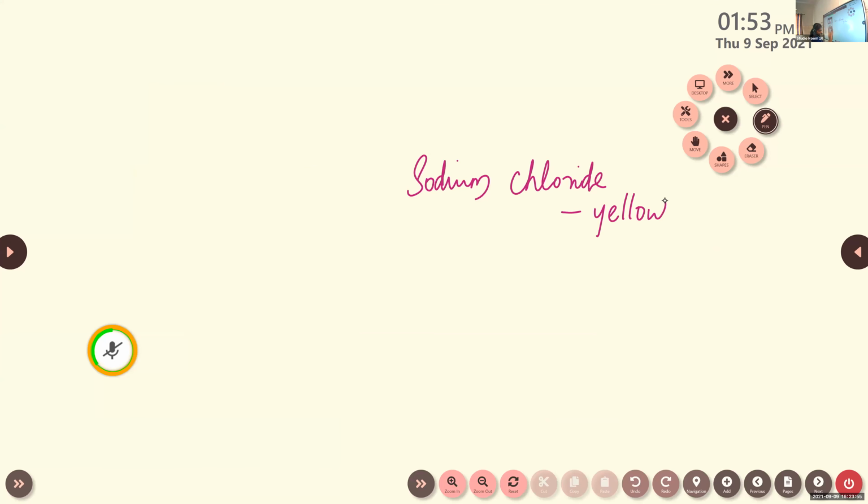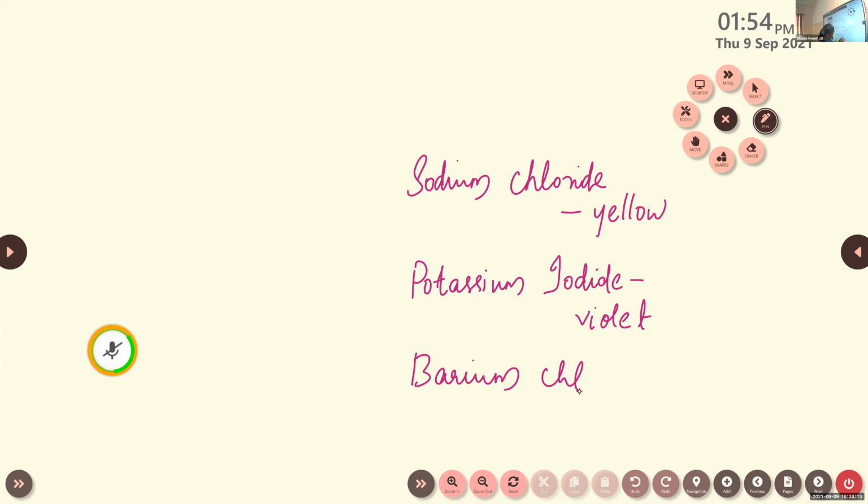Okay. Then in the case of potassium iodide, a violet color flame will be produced. Violet. The next one is barium chloride. Pink colored flame is produced. That's about the observation of these three salts. Sodium chloride is yellow, potassium iodide is violet, barium chloride is pink.